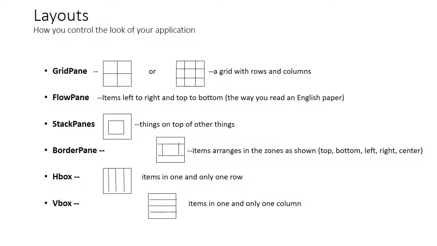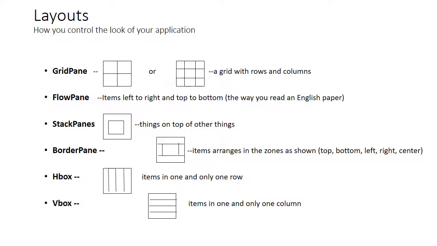There are 6 common layouts. The first is a grid pane. Grid pane allows you to set up any number of rows and columns. You might want to use this if you were making a checkerboard or a chessboard. The second is a flow pane. Items are arranged from left to right, top to bottom, just the way you read an English newspaper.